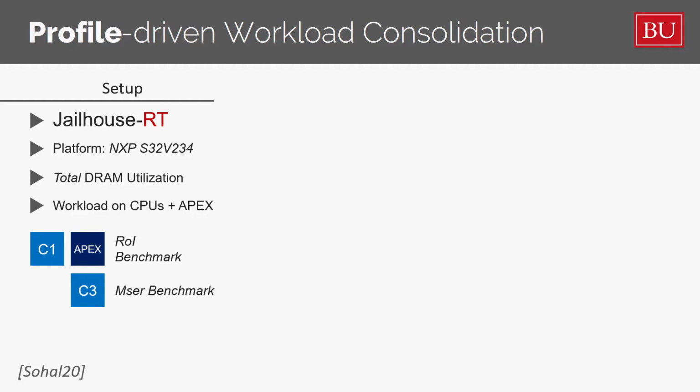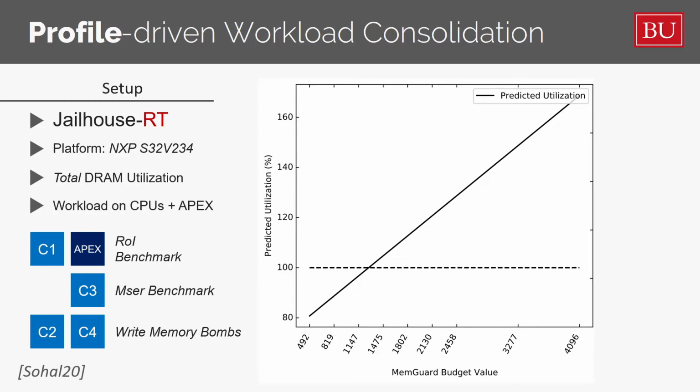And then on core three, we use a CPU-only benchmark, the MSER from the San Diego Vision benchmarks, to just perform useful computation. Now we consolidate two memory bombs on core two and core four, respectively. And now in this plot, essentially, as we increase the memory budget, which means we increase the quota of bandwidth allocated to all the cores, we can plot this line at an angle that depicts the predicted utilization of the DRAM subsystem.